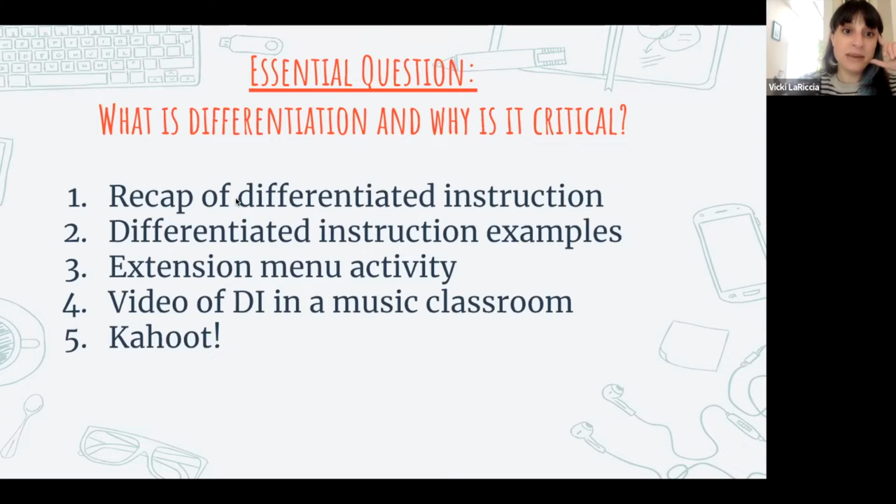So we'll recap just the nuts and bolts of DI from the previous 101 lesson. We're going to look at some examples of differentiated instruction, some examples of how to provide extension opportunities. We're going to look at a video of DI in the music classroom. There really just aren't a lot of resources out there for music instruction. And then finally, we're going to take a Kahoot, which is fun, I hope.